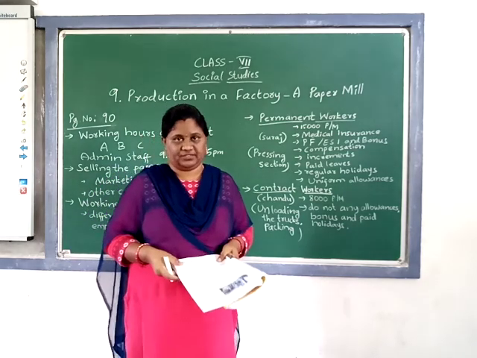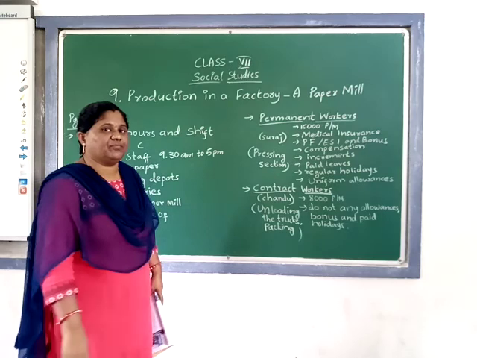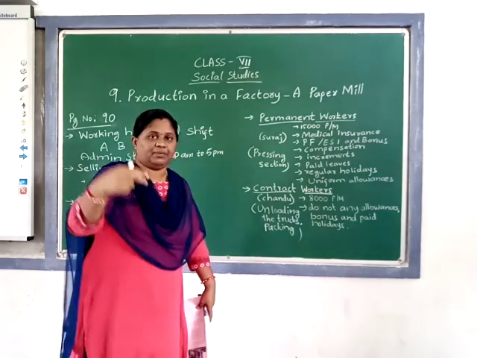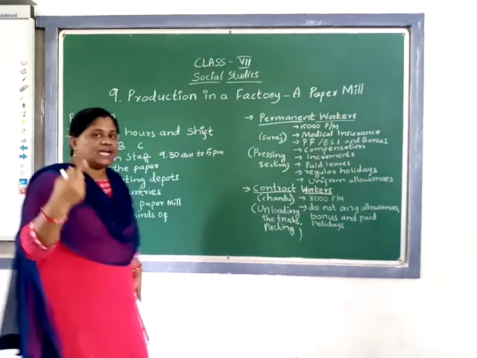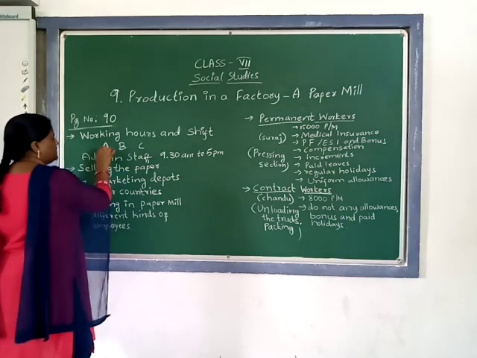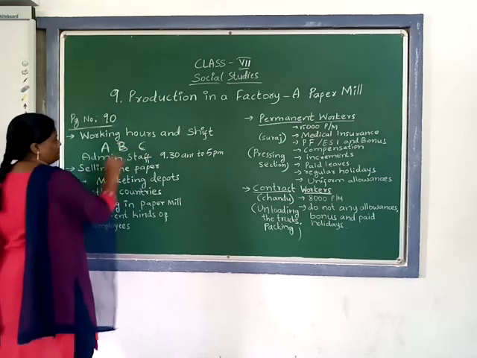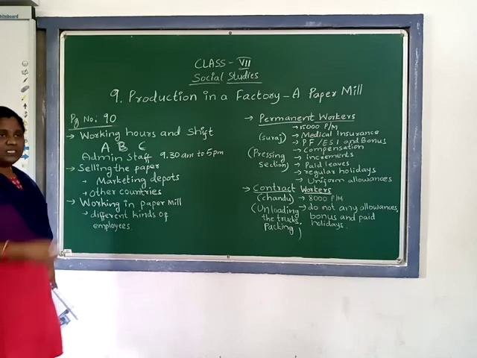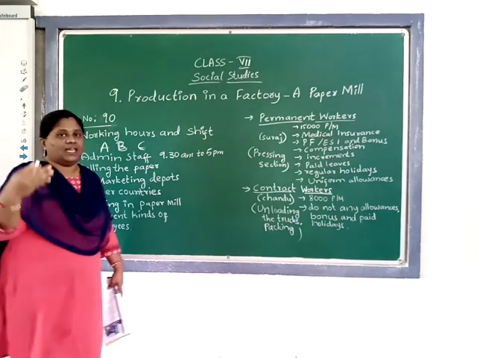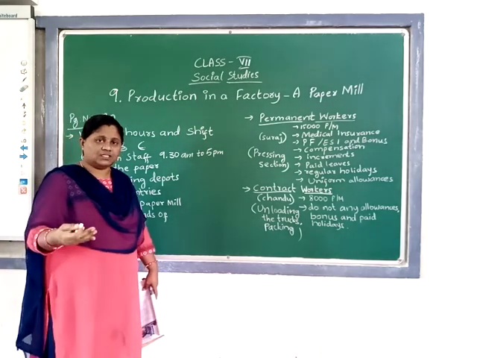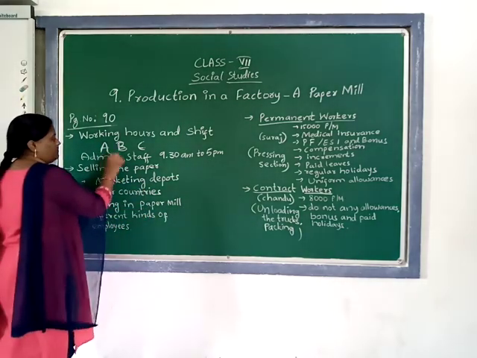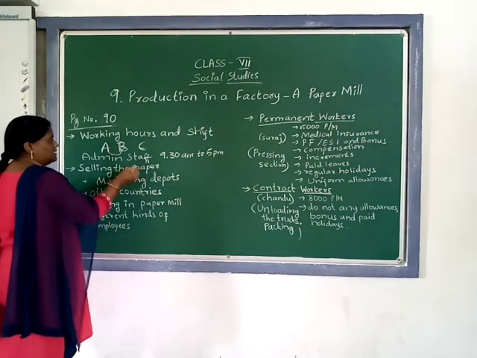And we learned about the working batches, the working hours and shifts. Yesterday I told you the paper mill works how many hours? 24 hours. They arranged those 24 hours as three shifts, A, B, C. I also told you the time duration yesterday. Night shifts get more allowances, but weekly the shifts will be changed. A shift will go to the B shift timings.